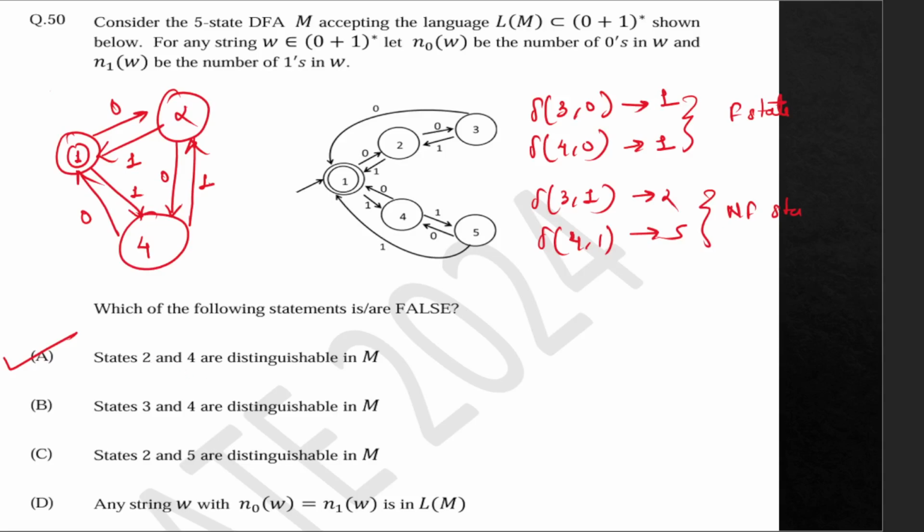Like 2 and 4 we can easily distinguish by 0. One is coming to a non-final state and one is coming to a final state. But here both of them are not distinguishable. That is why B is not correct. Now similarly, can you check for 2 and 5, for both 0 and 1? So yes, let's check for 2 and 5.